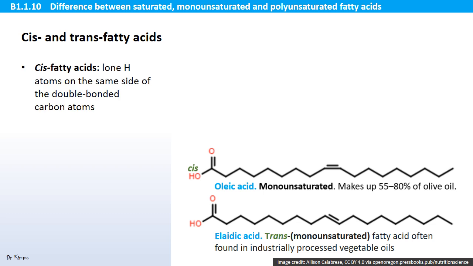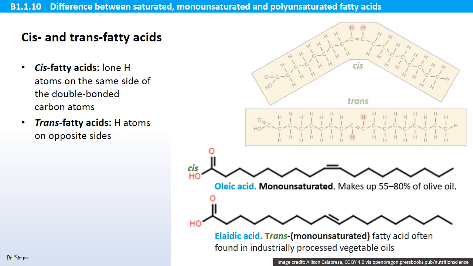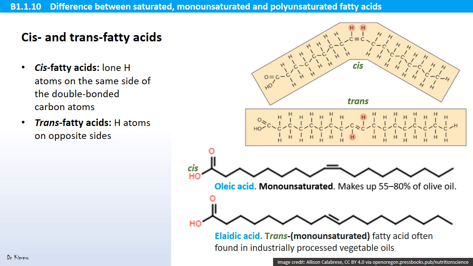Now, cis fatty acids have their lone hydrogen atoms on the same side of the double bonded carbon atoms, whereas trans fatty acids have their lone hydrogen atoms on opposite sides. This illustration shows how that looks. You can see cis above with two hydrogen atoms on the same side, and trans below with the hydrogen atoms on opposite sides.